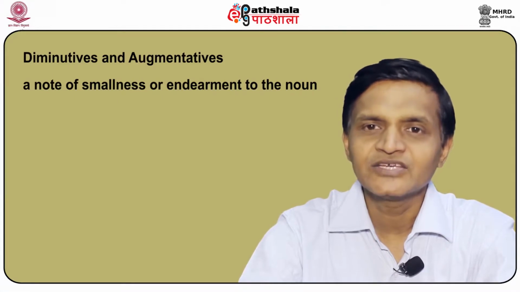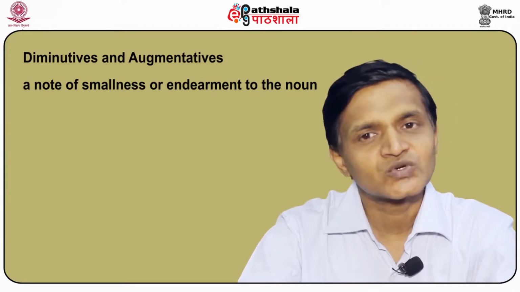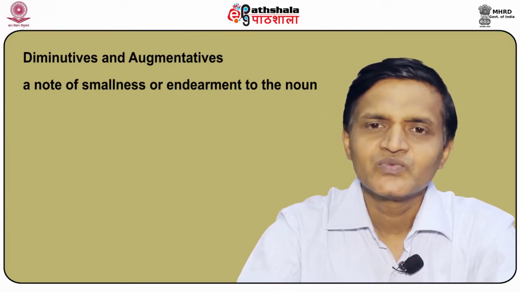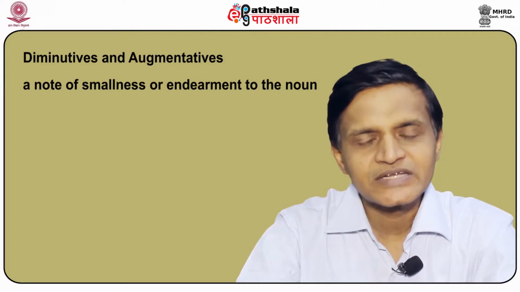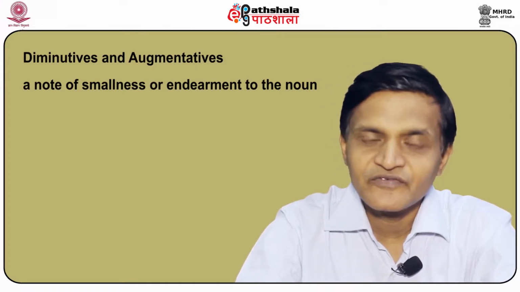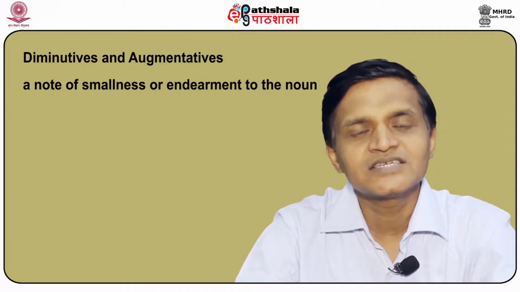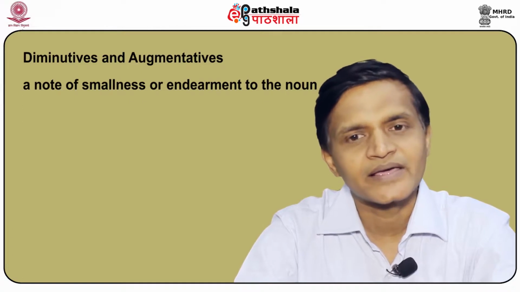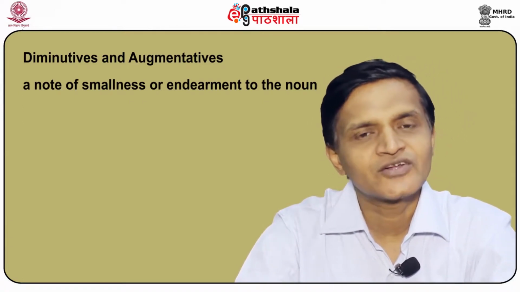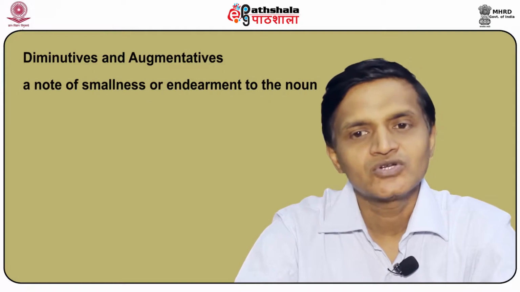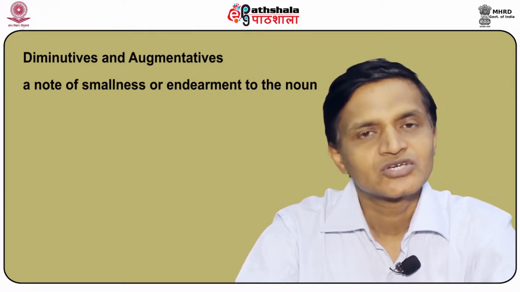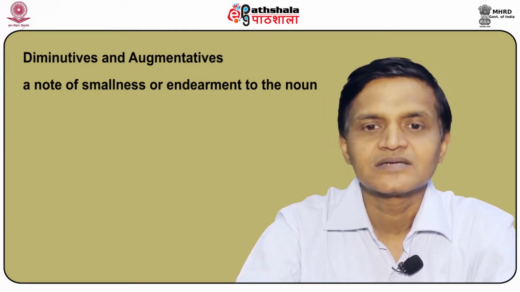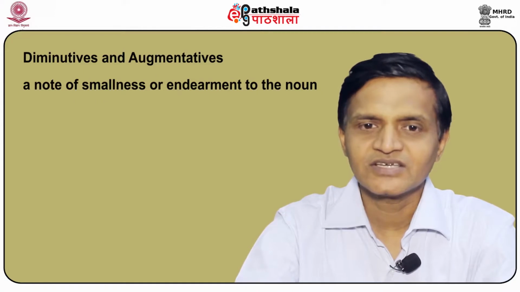Diminutives are widely used in Spanish to add a note of smallness or endearment to the noun. In English, we sometimes alter words to indicate smallness or show affection. This is known as a diminutive, and typically in English we do it by adding a y or something similar to the end of the word. For example, dog becomes doggy, cute becomes cutie, kitten becomes kitty, deer becomes dearie, etc.